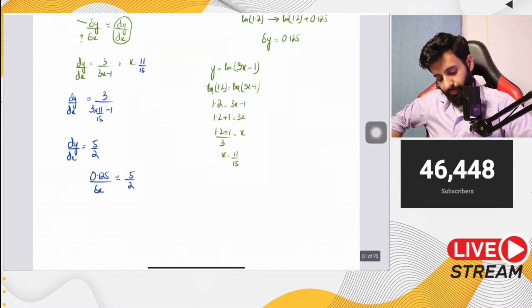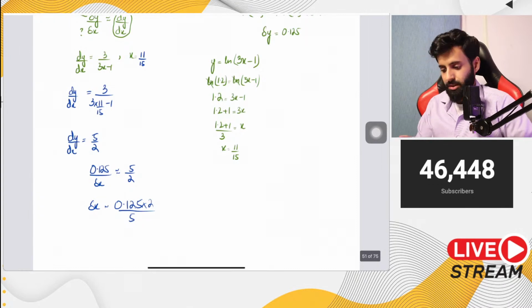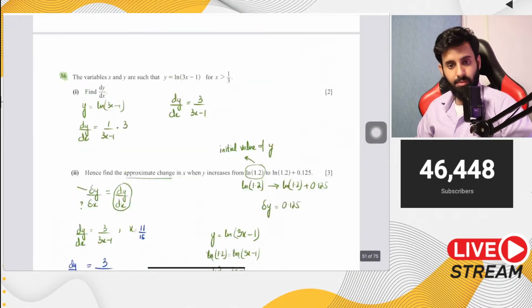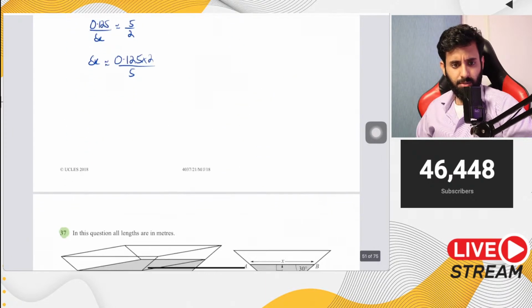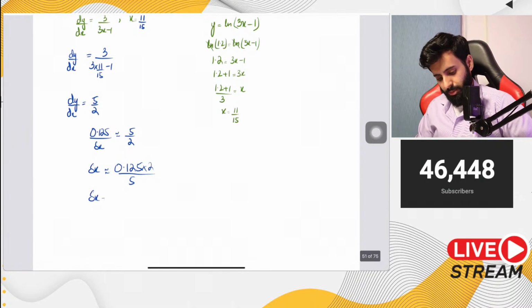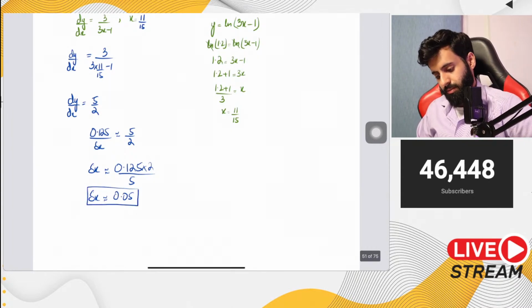Now cross multiply, make the small change in x the subject. So this is what you end up with, 0.125 times 2 upon 5. So this is what small change in x is equal to. 0.125 into 2 divided by 5. So we're looking at 0.05. And that's the answer. Let me check. Yep, 0.05 is the correct answer. So small change in x is approximately equal to 0.05. There you go. That's your answer.